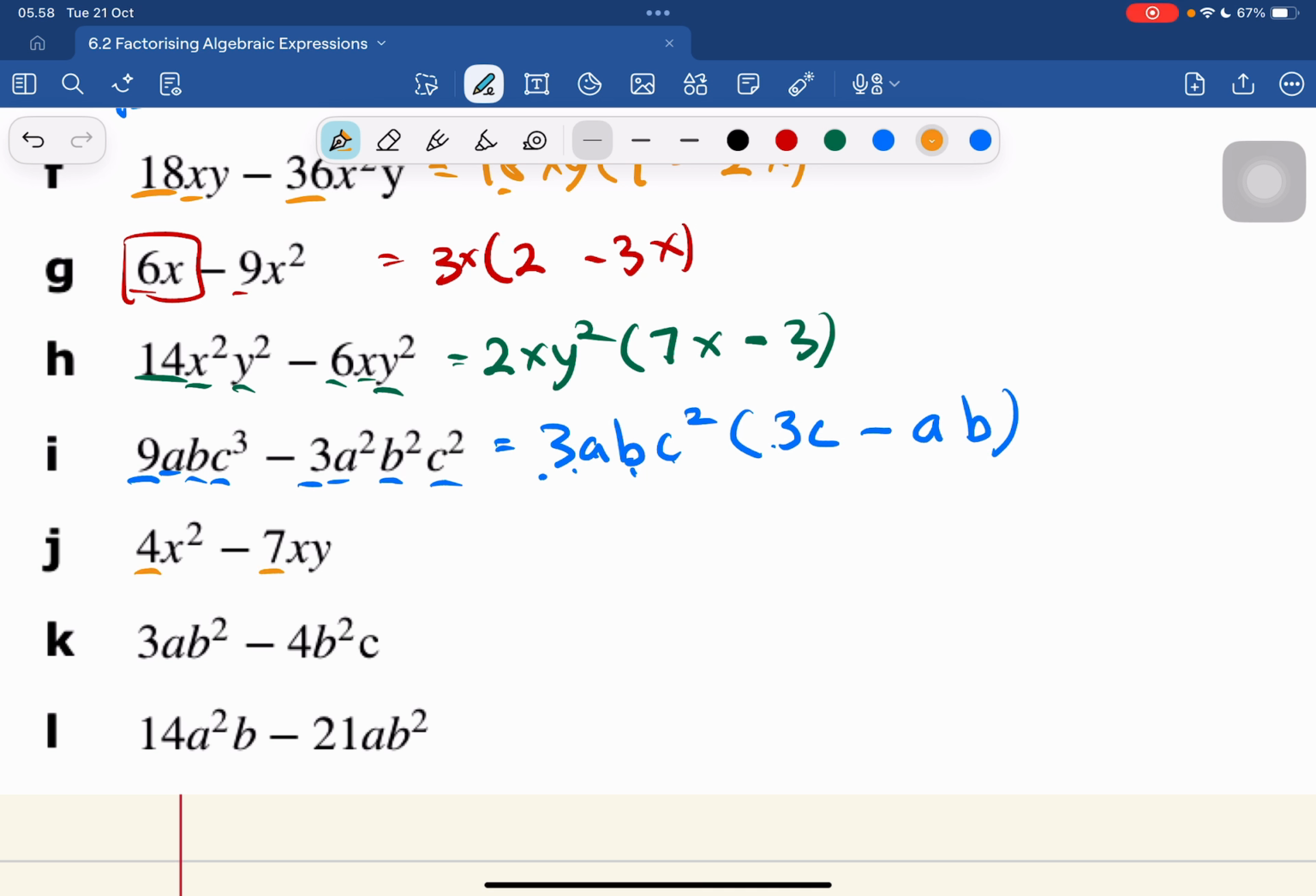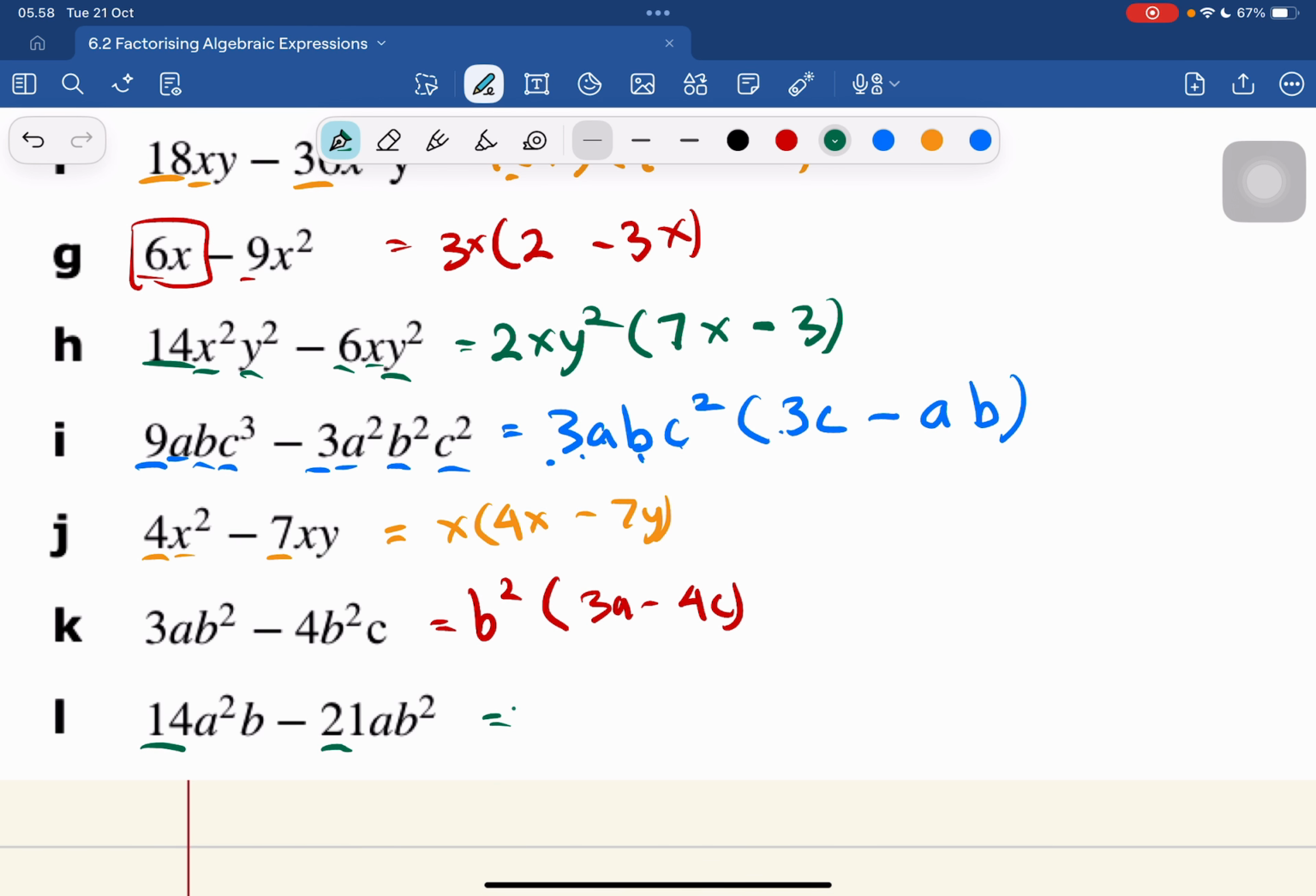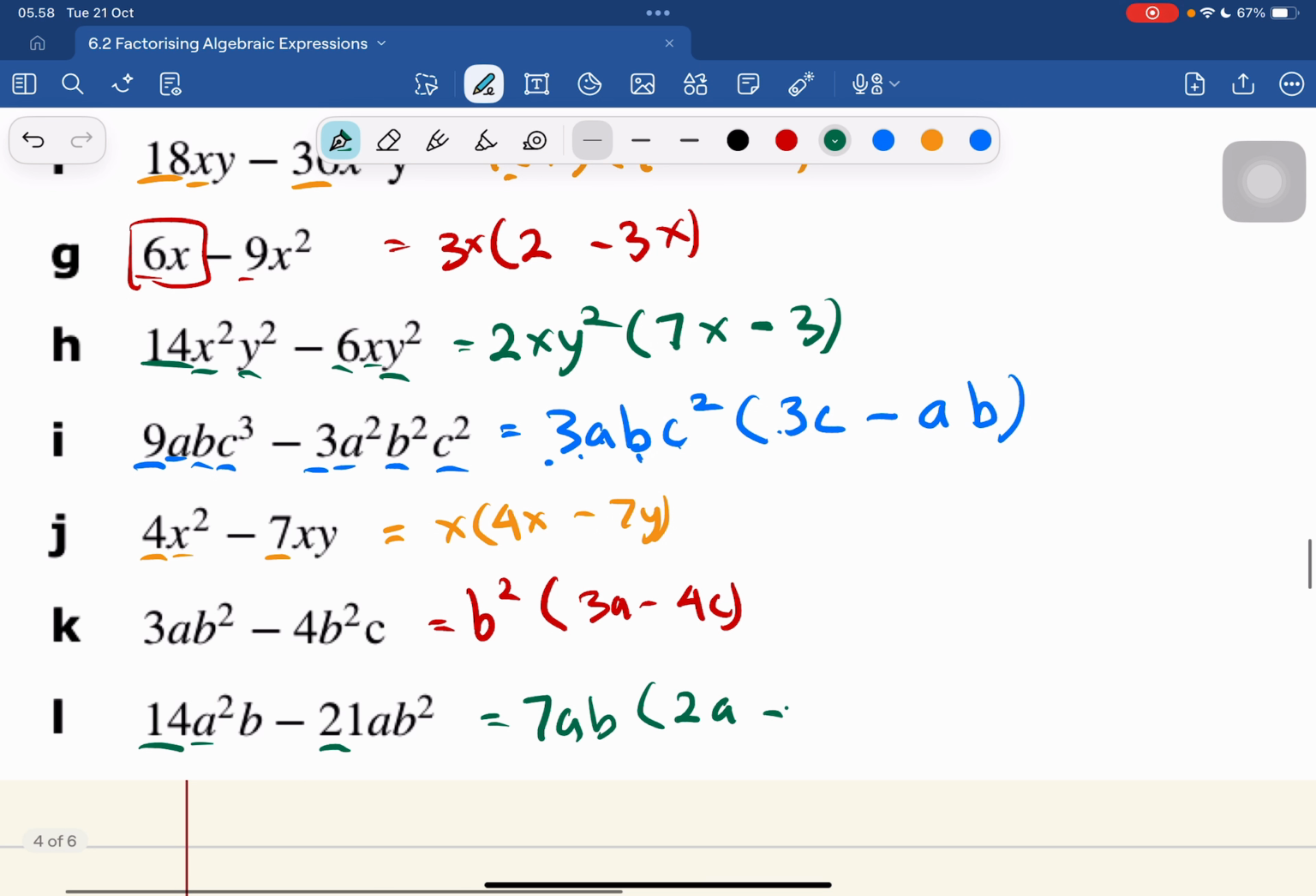4 and 7, the highest common factor is 1, and look at the letter, is only x. So this is 4x minus 7y. Next, find highest common factor is 1, so just the letter, so this is b square bracket 3a minus 4c. Next question, 14 and 21, their highest common factor is 7. A square with A is A, B and B square is B. So this is 2A minus 3B. Okay, we got it.